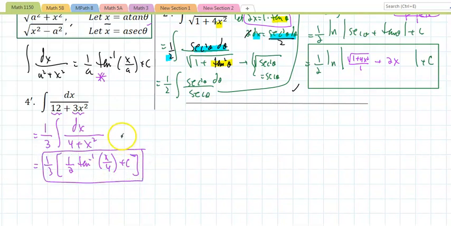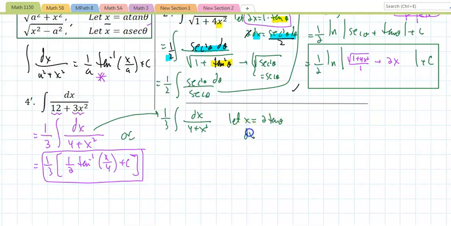Or somebody else will look at this and say, I don't remember that. So somebody else, and this is the price. Here it's really short, but this could take a lot longer. Let x equal twice the tan of theta. Dx is twice secant squared of theta d theta.